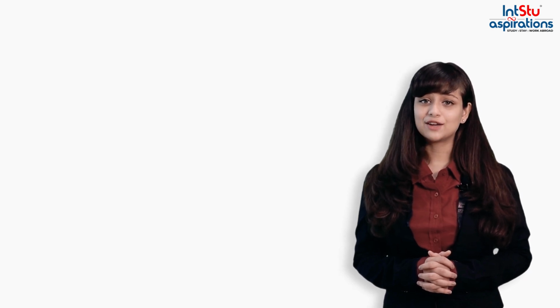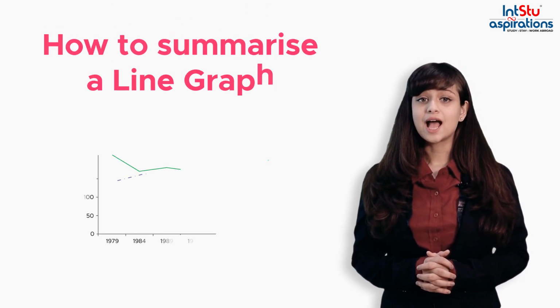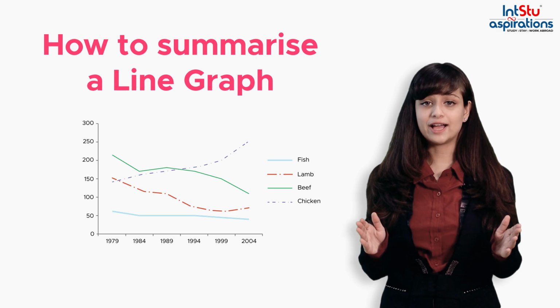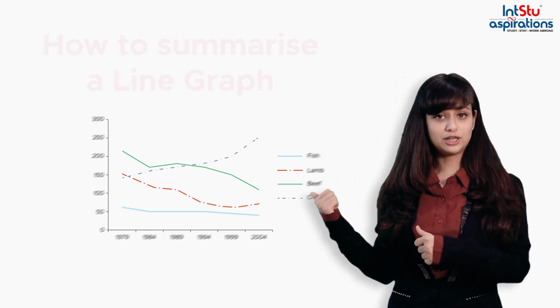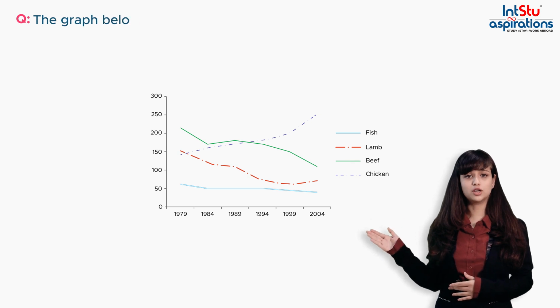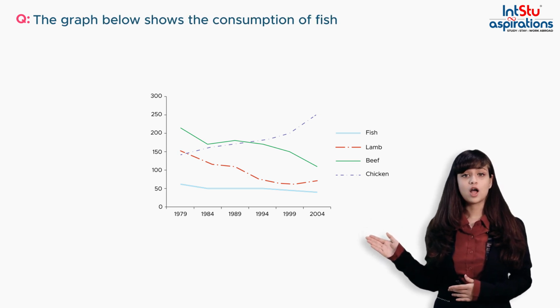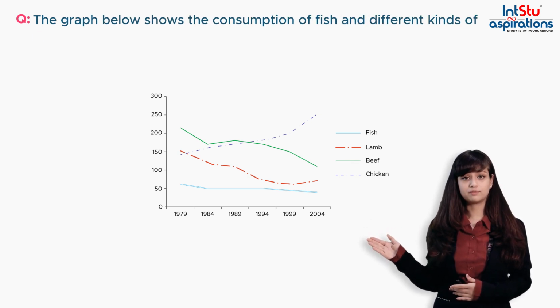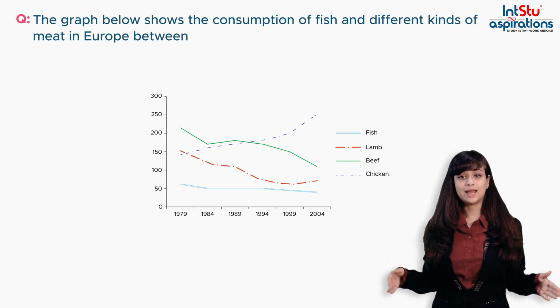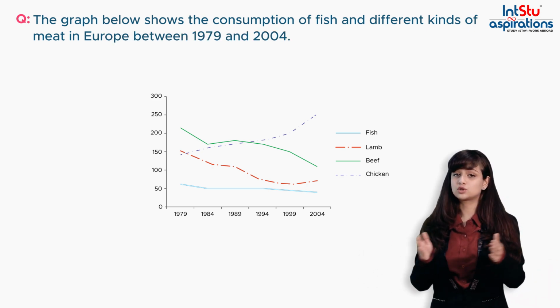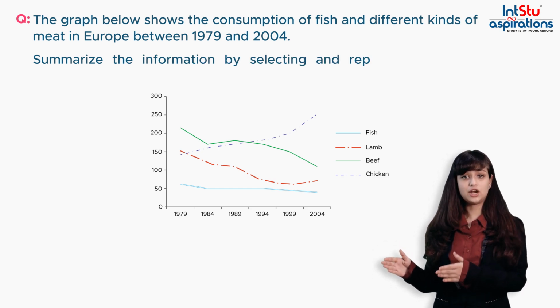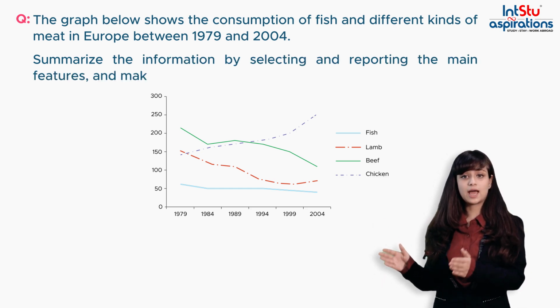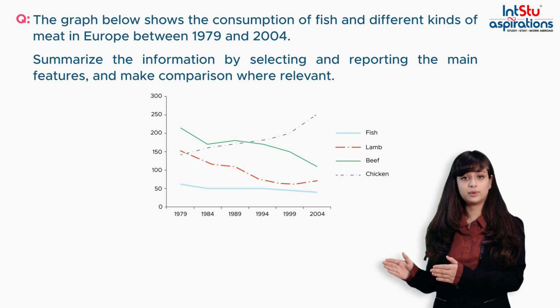In this video, I will teach you how to summarize a line graph as a part of IELTS writing task 1. Let us take a look at the following question. The graph below shows the consumption of fish and different kinds of meat in Europe between 1979 and 2004. Summarize the information by selecting and reporting the main features and make comparison where relevant.